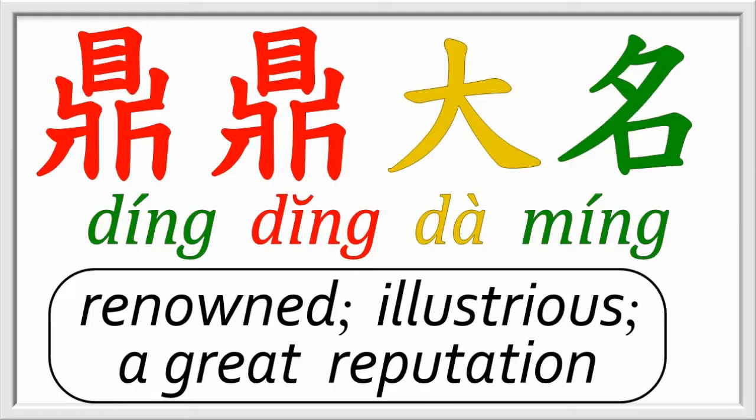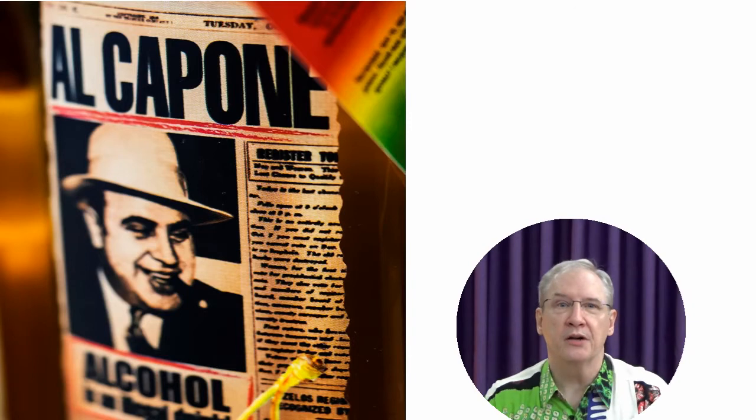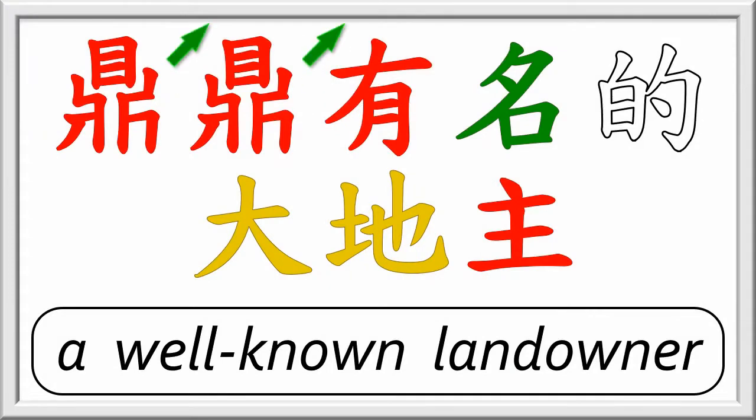An example is another fixed idiom, ding ding da ming, meaning renowned or illustrious, likening one's reputation to the massive size and weight of a cauldron. Although originally intended to be used in a positive light, for example, applied to a highly regarded doctor, it can also be a flattering reference to a mafia boss or notorious criminal. Ding ding you ming is a variation of this idiom, as in Ding ding you ming de da di zhu, a well-known and influential landowner.